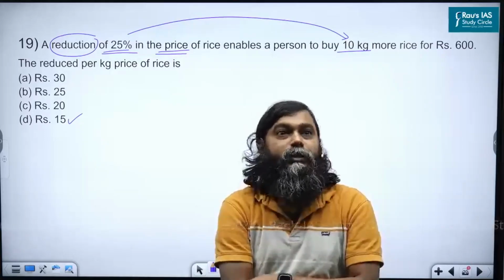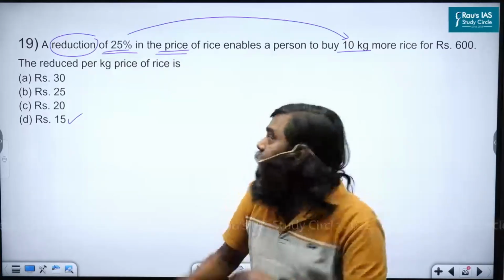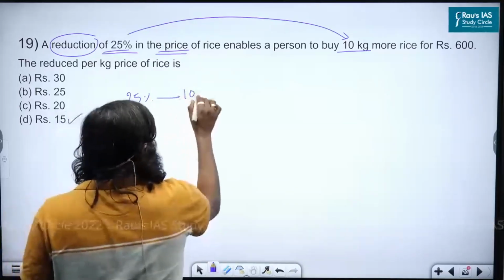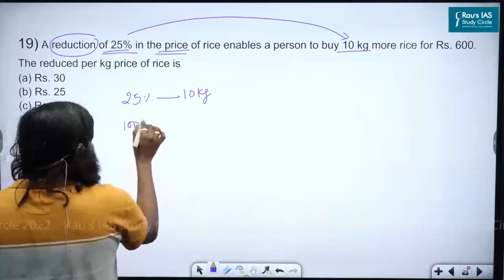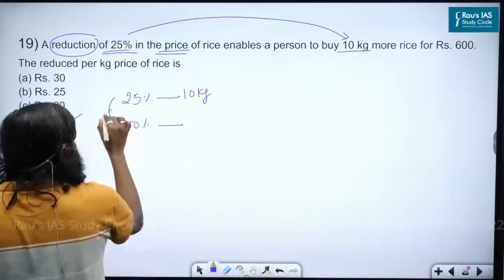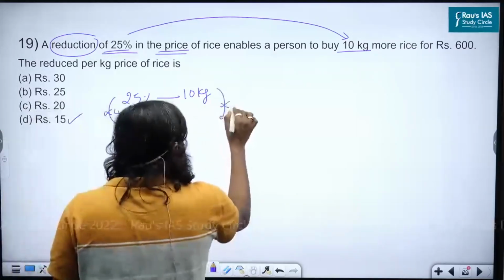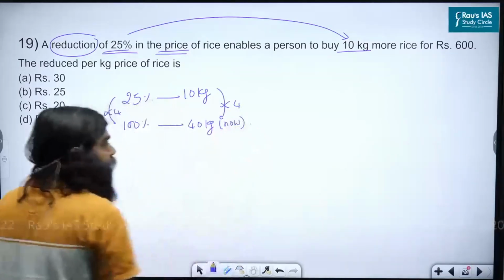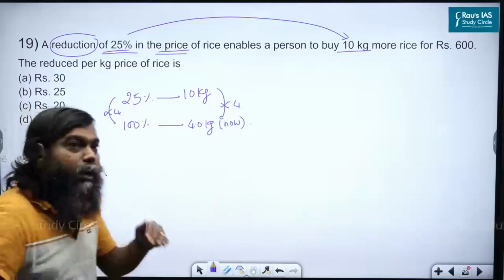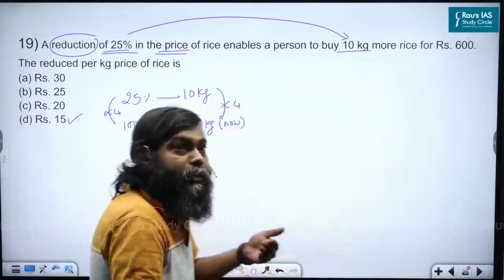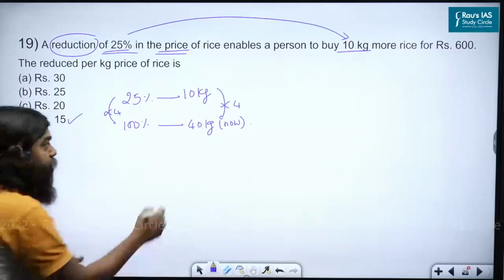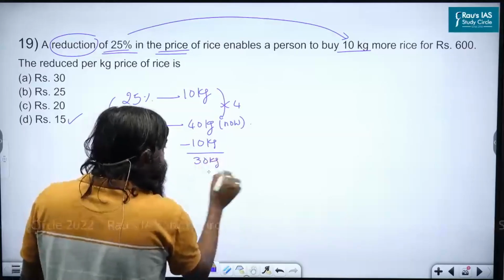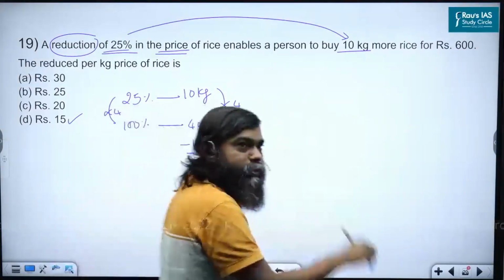Totally silent. 25% of my money is worth purchasing 10 kg. 100% of my money will be worth purchasing how many kg? That means 40 kg. This is now. Do you understand? Now means when? After 10 kg added. For example, if the question asks original consumption, minus 10 kg, 30 kg is the original consumption. Do you understand this?